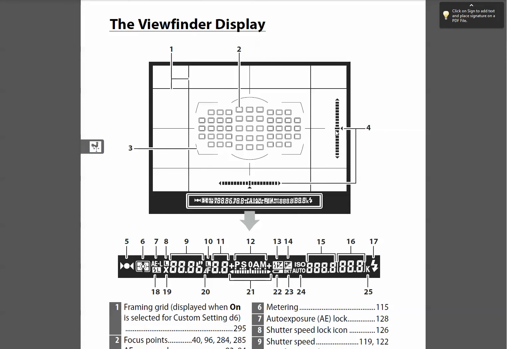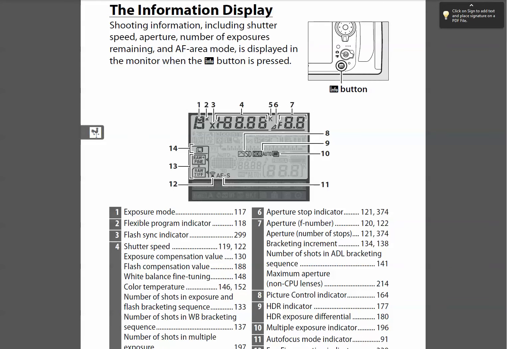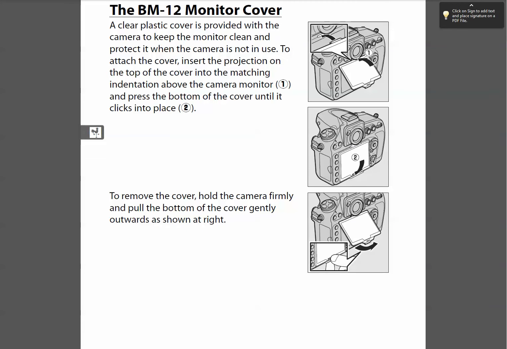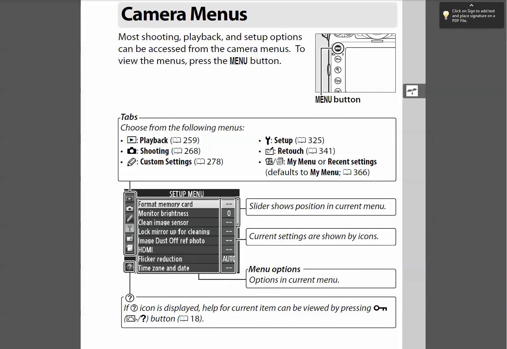Okay, this over here, this number 4, and this one over here is when you have the virtual horizon in the viewfinder, which I find very useful. Here is your information display. So this is in the back. This basically has all the things that are in the control panel. I actually like it better to see it here because it's bigger. Okay, that's just the cover.